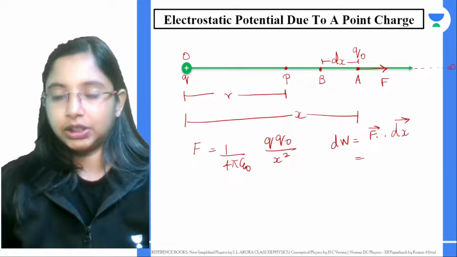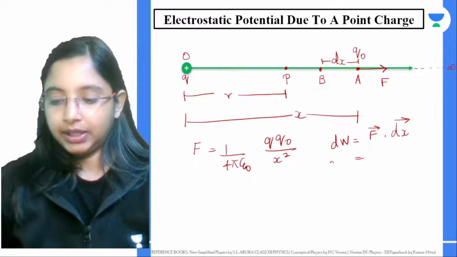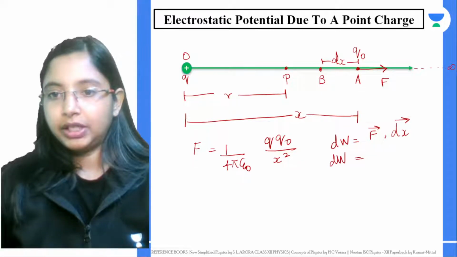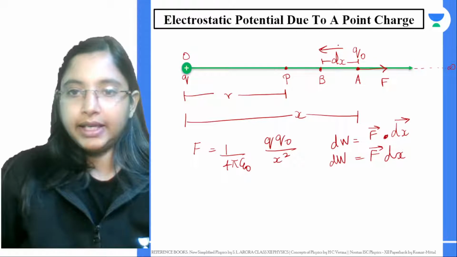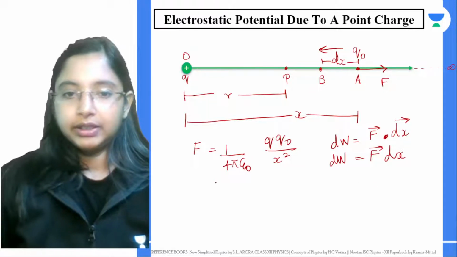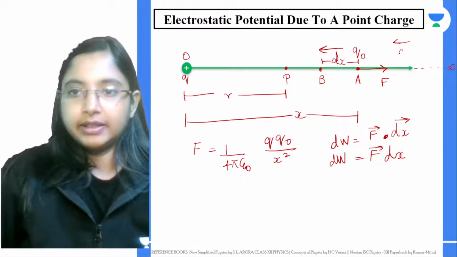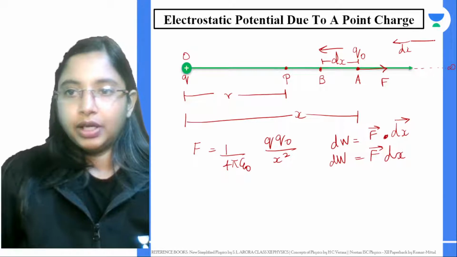Both are vector quantities, right? Now, if you want to find the magnitude, F dot dx, the dot product means it will be cos theta. The distance dx is in this direction, and the force is in this direction. So the angle between them is 180 degrees.